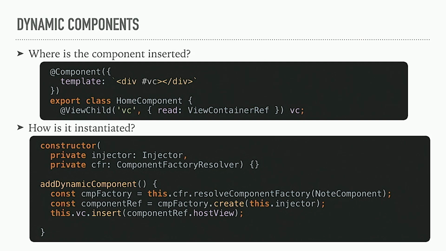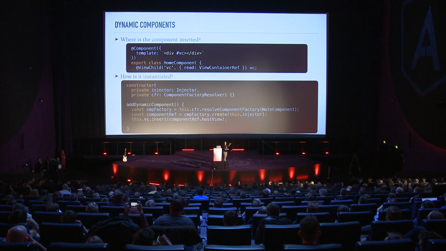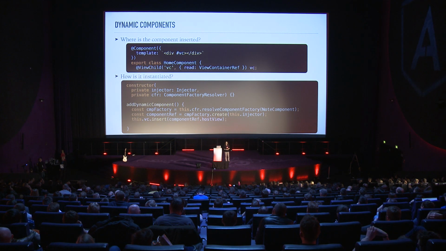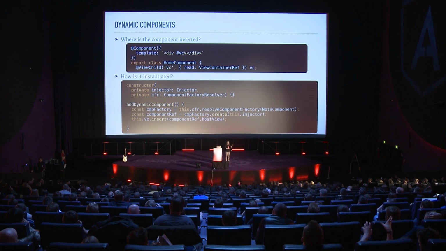Then, whenever we want to add this component, we resolve the factory knowing the component class that we want, and then we create an instance with the injector, so the injection is connected to the injection tree. And then we insert it on the DOM node that we want. But this is actually the long version, and there's a shorter version.